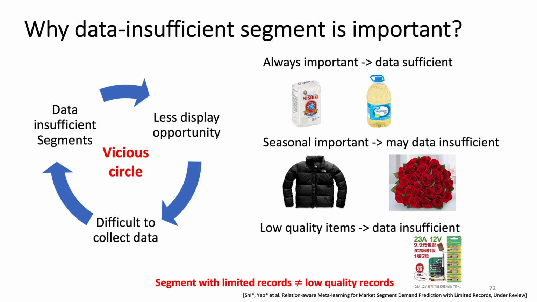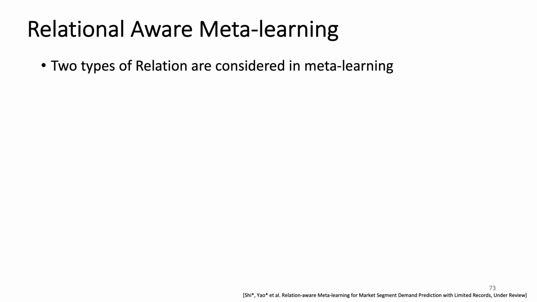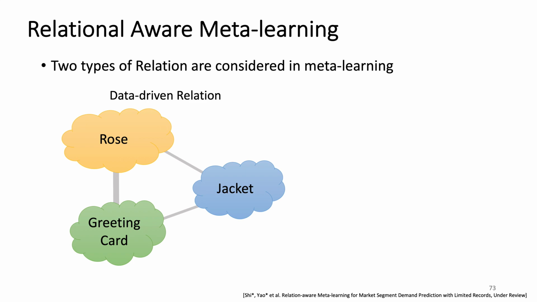Here in this work, we just use gradient-based meta learning as a black box, and in this scenario we also consider relation-aware models. There are two types of relations considered in the meta learning process. The first one is the data-driven relation. As we previously showed in task heterogeneity, different segments may have some correlations among them. For example, the green card will be closer to the rose and less close to the jacket. So this is the data-driven relation. It comes totally from the purchasing records, and maybe from the timeline, something like that.